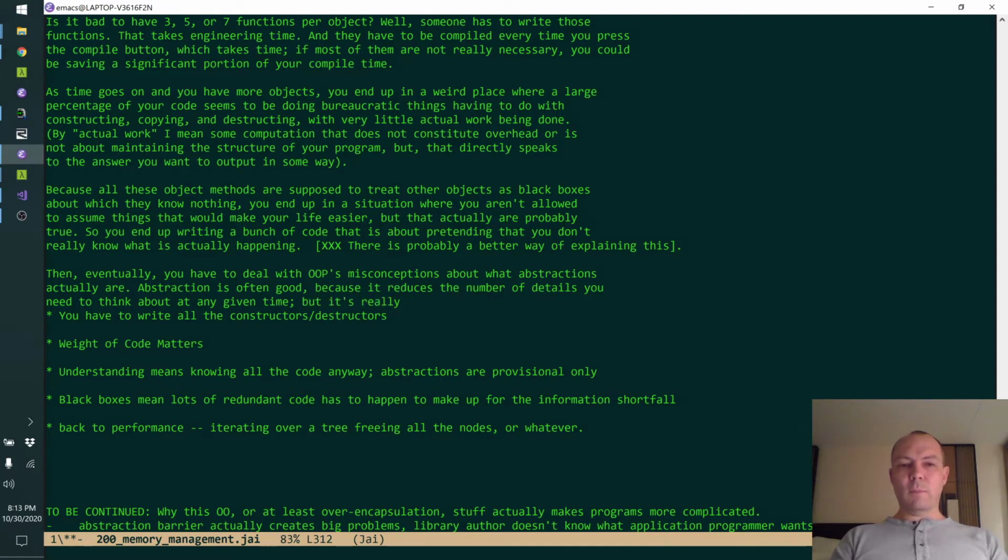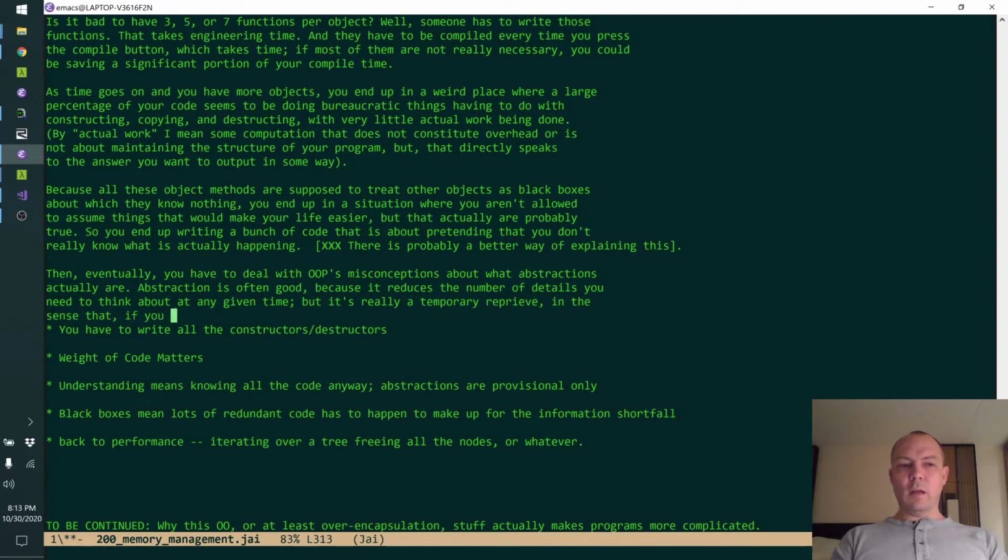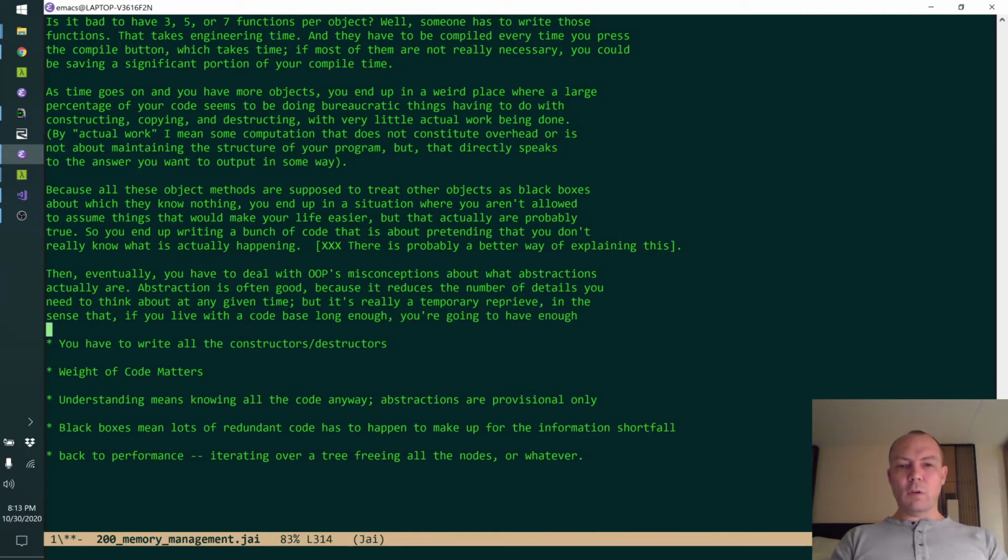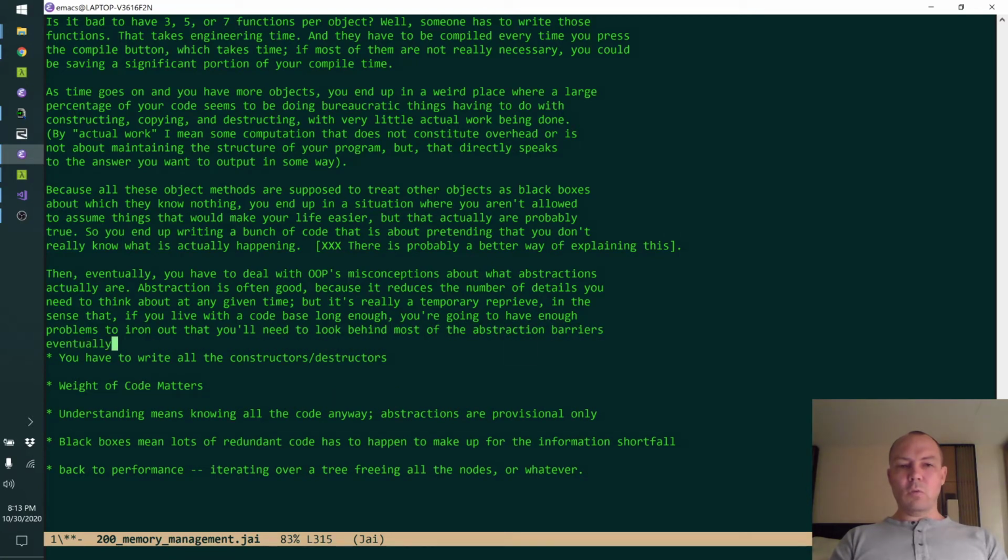But it's really a temporary reprieve in the sense that if you live with a code base long enough, you're going to have enough problems to iron out that you'll need to look behind most of the abstraction barriers eventually, at least to understand what's going on and possibly to change what's in there.